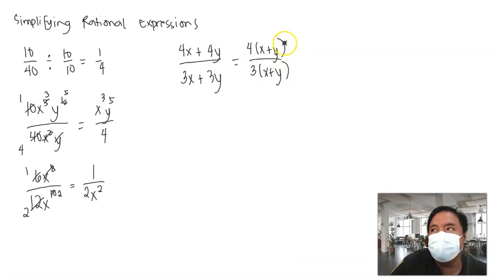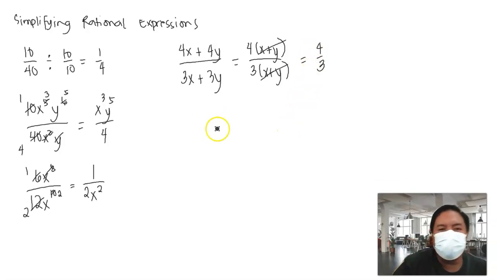And then kapag ganyan po na meron ng pareho inside the quantity, pwede po nating tanggalin or ma-cancel out yung isa. So x plus y cancel out and another x plus y to be canceled out. So ano na lang po ang natira sa atin? That's 4 over 3. So yan po yung final answer po natin.